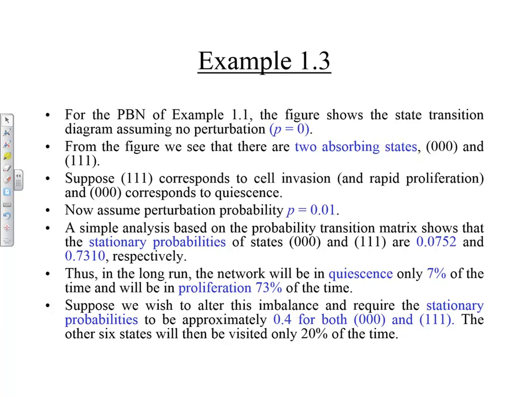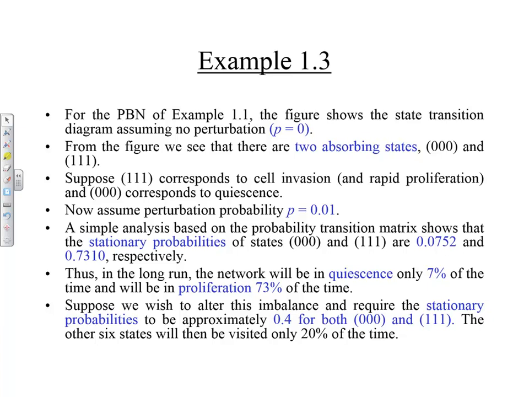So for the PBN of example 1.1, the figure shows the state transition diagram, the figure that I showed you, assuming no perturbation, p equal to 0. From the figure, we saw that there were two absorbing states, 0,0,0 and 1,1,1. Suppose 1,1,1 corresponds to cell invasion and rapid proliferation, and 0,0,0 corresponds to quiescence. So you want to go to 0,0,0. You don't want to stay in 1,1,1.